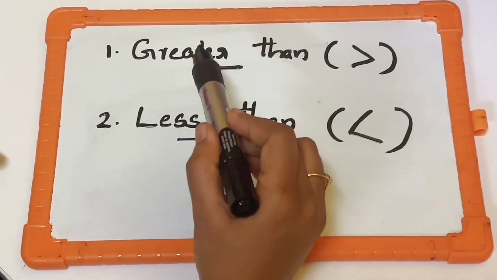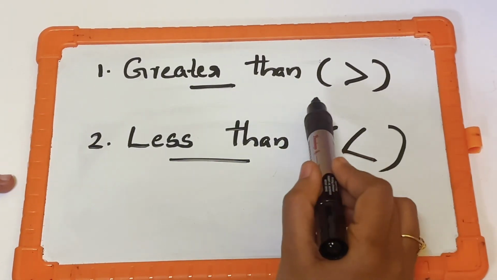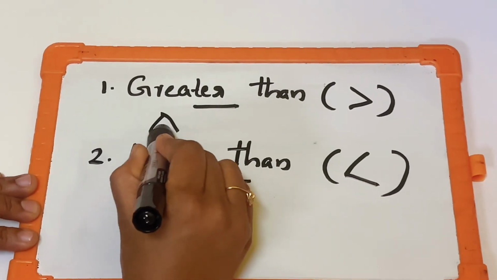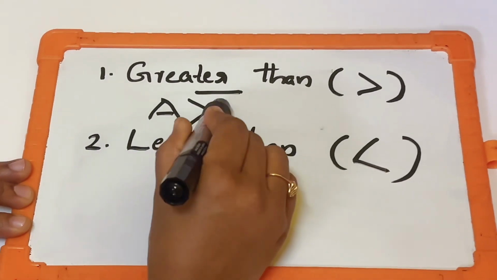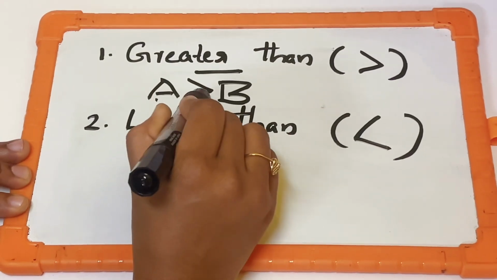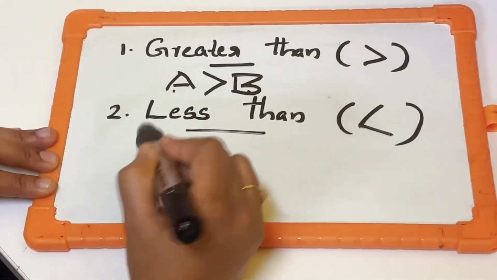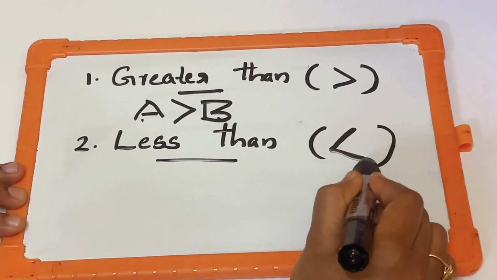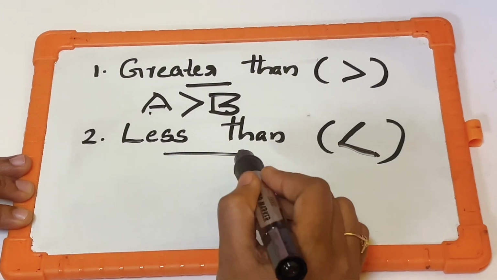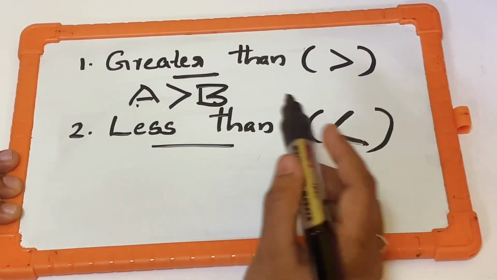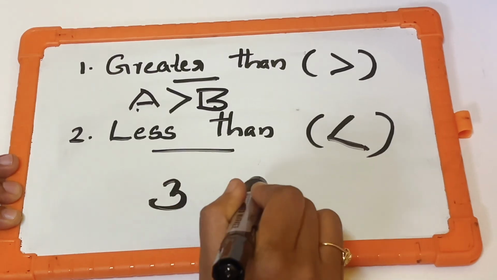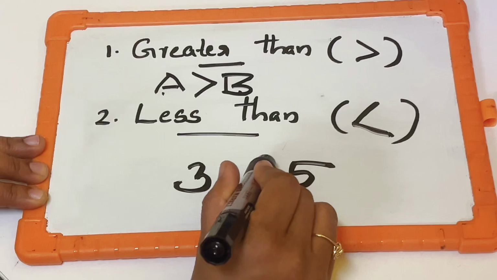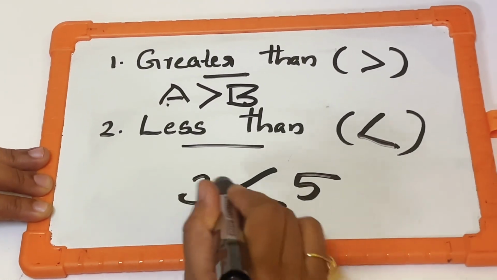The greater than symbol is used to indicate that one number is larger than another. Let's take A and B. A is greater than B. How to write A is greater than B means A is larger than B. The less than symbol indicates that one number is smaller than another. Take 3 and 5. 3 is less than 5. 3 is smaller than 5.